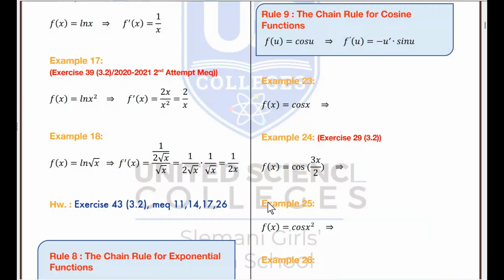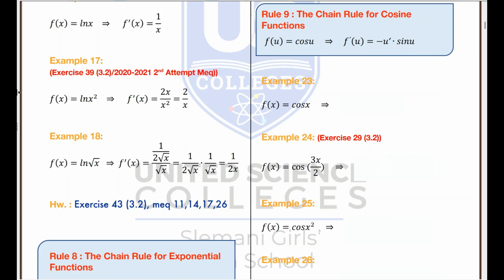Alright, now let's continue with trigonometric functions. The first one is the cosine function. The chain rule for cosine is the derivative of the angle multiplied by negative sine. The derivative of cosine is the derivative of the angle multiplied by negative sine of the same angle.